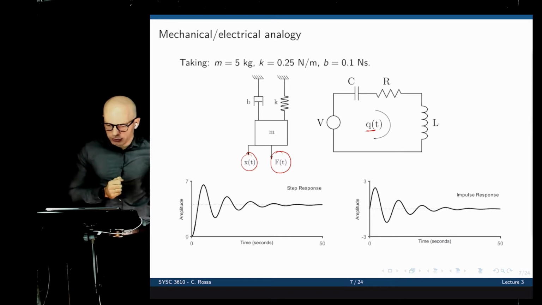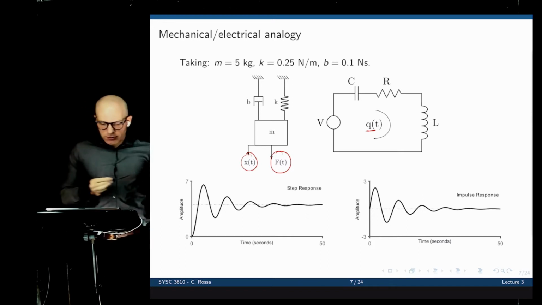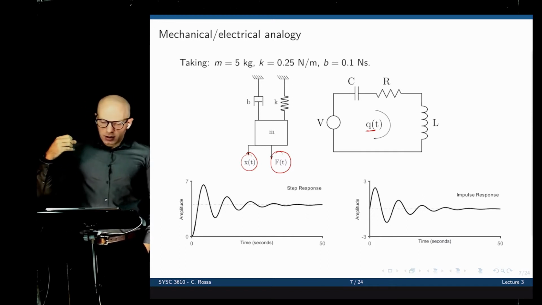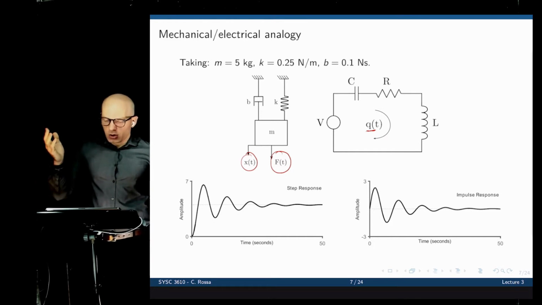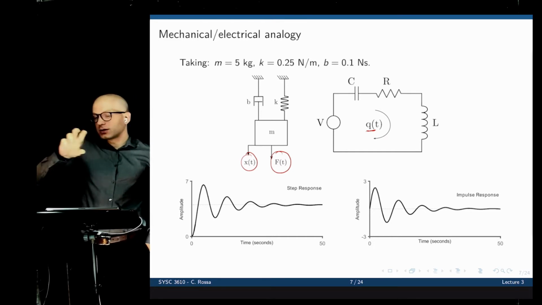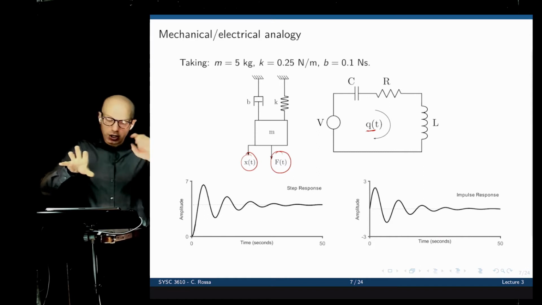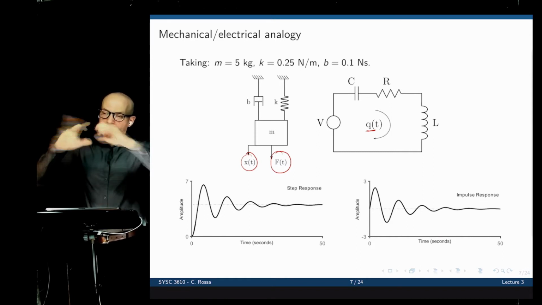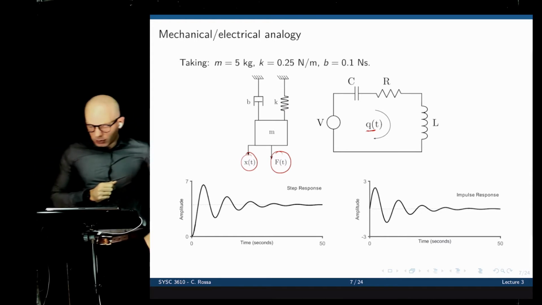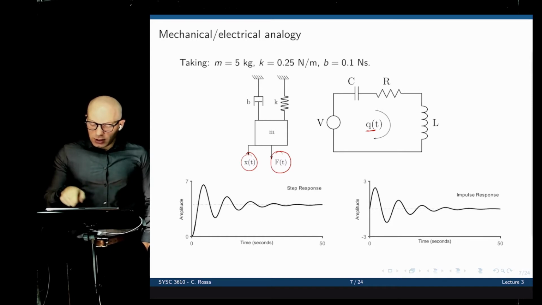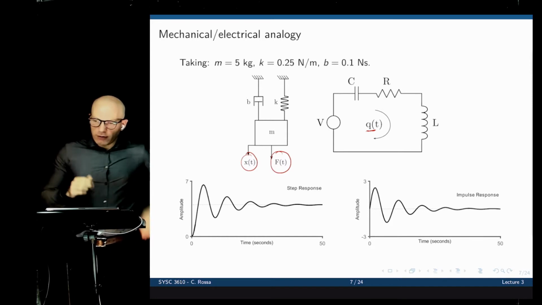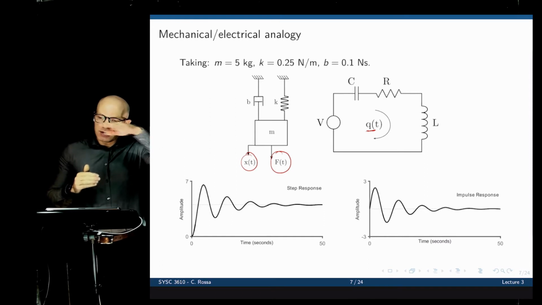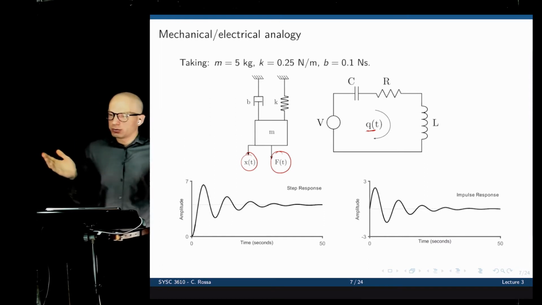What about the impulse response? The impulse response would be equivalent to just slapping the mass, or taking the electrical circuit with an initial current in the inductor or an initial voltage in the capacitor and letting it go from there. What happens to the position? Well, if you slap the mass, it oscillates and eventually settles at 0. It will just oscillate around its original position.